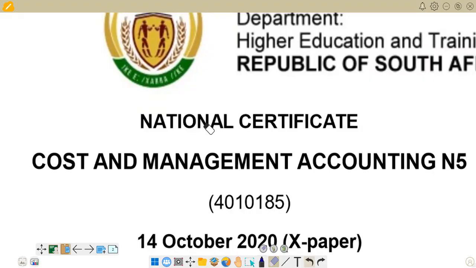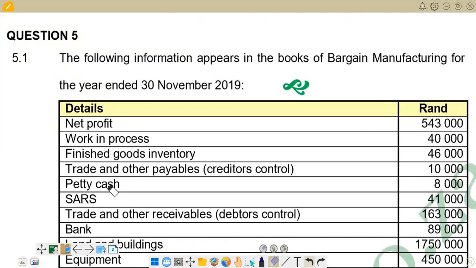Still working on question papers. We want to look at a question paper of November 2020. With that question paper, we want to look at question 5. Question 5 requires us to prepare the balance sheet. So this is our question 5, and we are going to look at 5.1 specifically. That's what we are going to look at in this video.